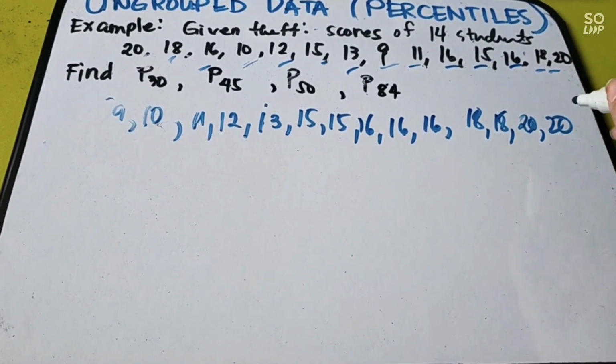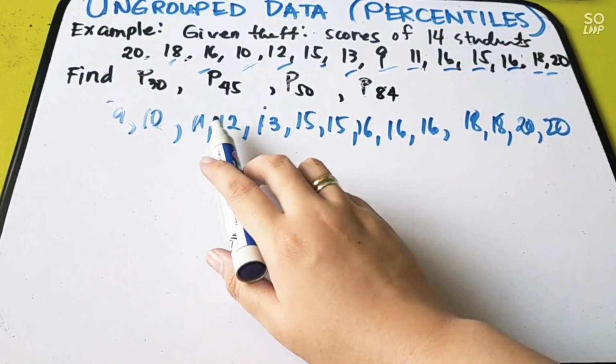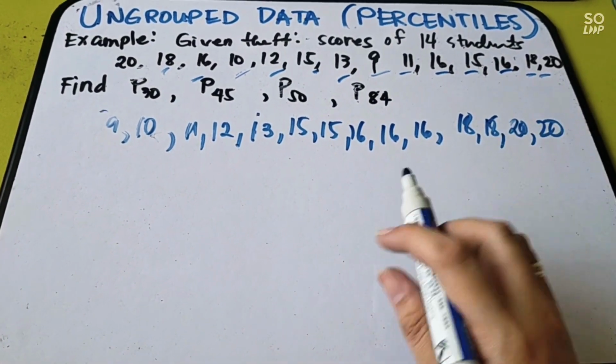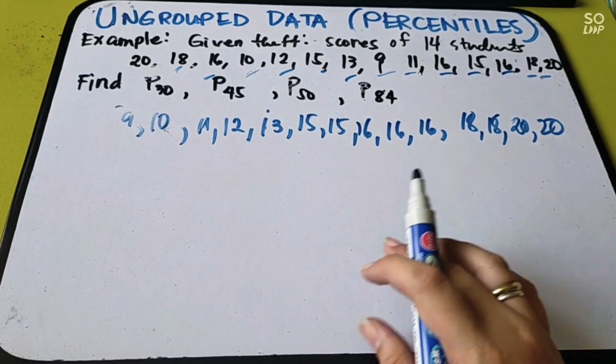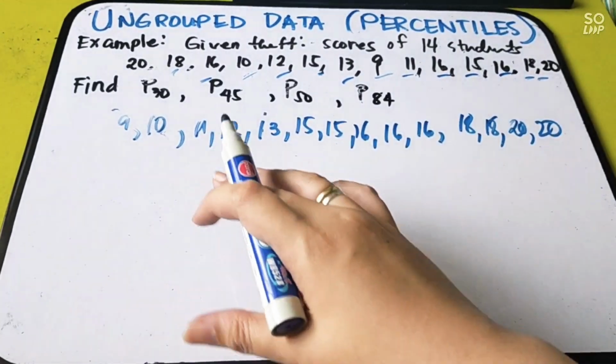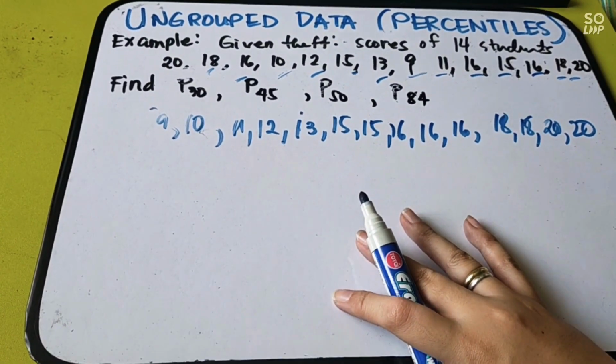Yan. So, let us count if there are 14. 1, 2, 3, 4, 5, 6, 7, 8, 9, 10, 11, 12, 13, 14. Ayan. So, you should always double-check if your arrangement is correct. Then, now, let us find P sub 30.